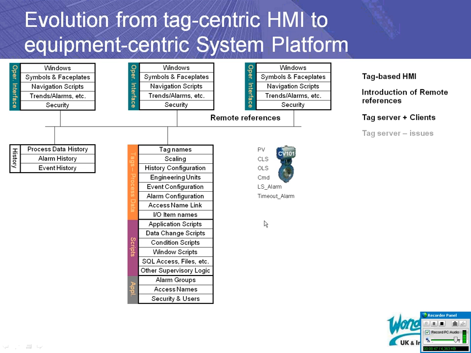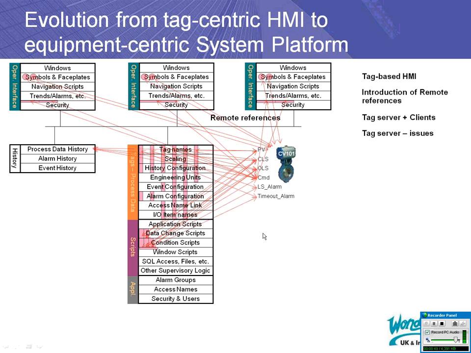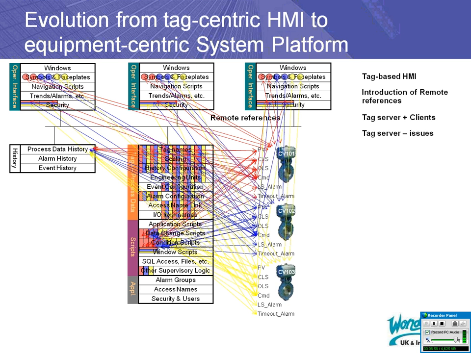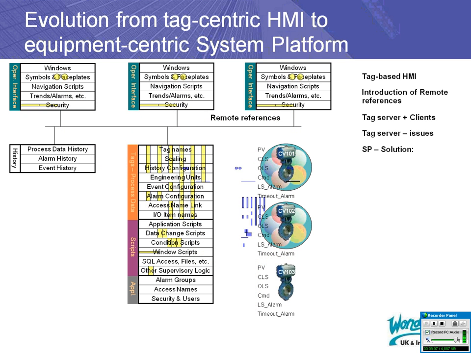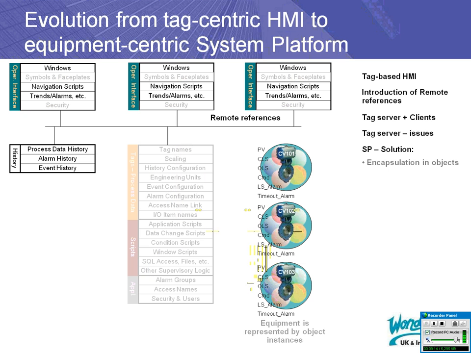Now if we take the valves that we configure in this application, we have to configure points in multiple places within both of the applications, both the client and the tag server. And if we take multiple valves, we have lots of points of configuration. The idea behind System Platform is to say, take that valve and make it an object, and encapsulate within that object all of that configuration information.